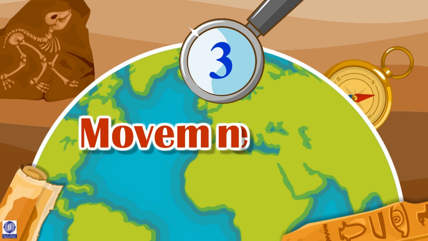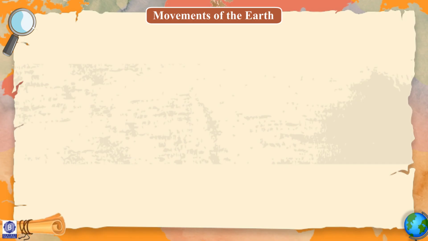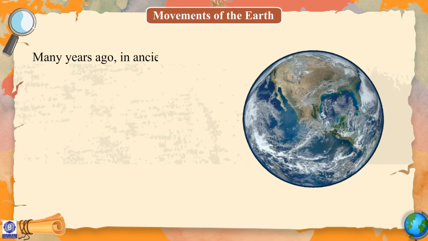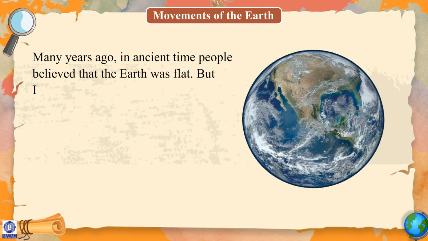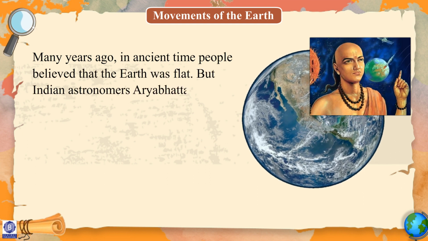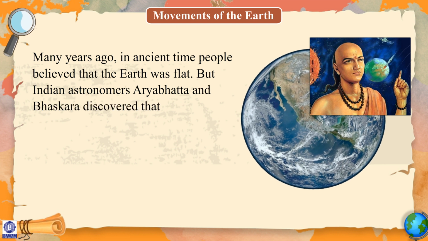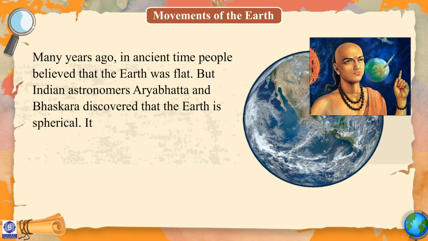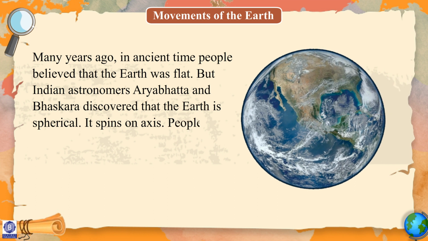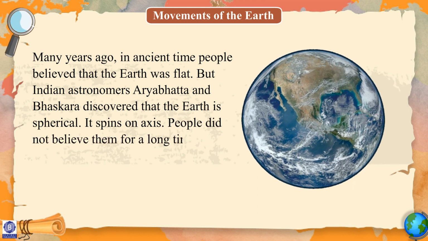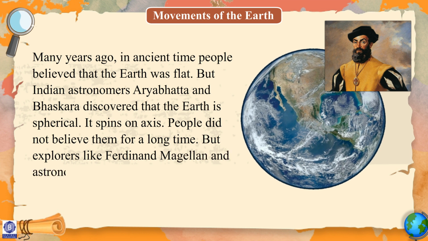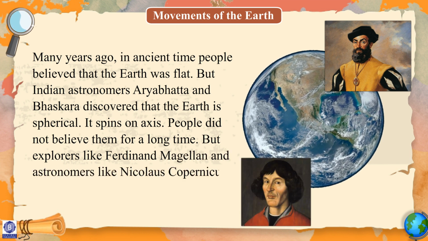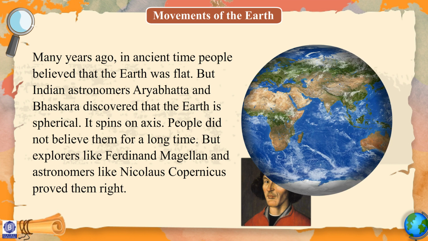Chapter 3 Movements of the Earth. Many years ago, in ancient time, people believed that the earth was flat. But Indian astronomers Aryabhat and Bhaskar discovered that the earth is spherical. It spins on its axis. People did not believe them for a long time. But explorers like Ferdinand Magellan and astronomers like Nicholas Copernicus proved them right.